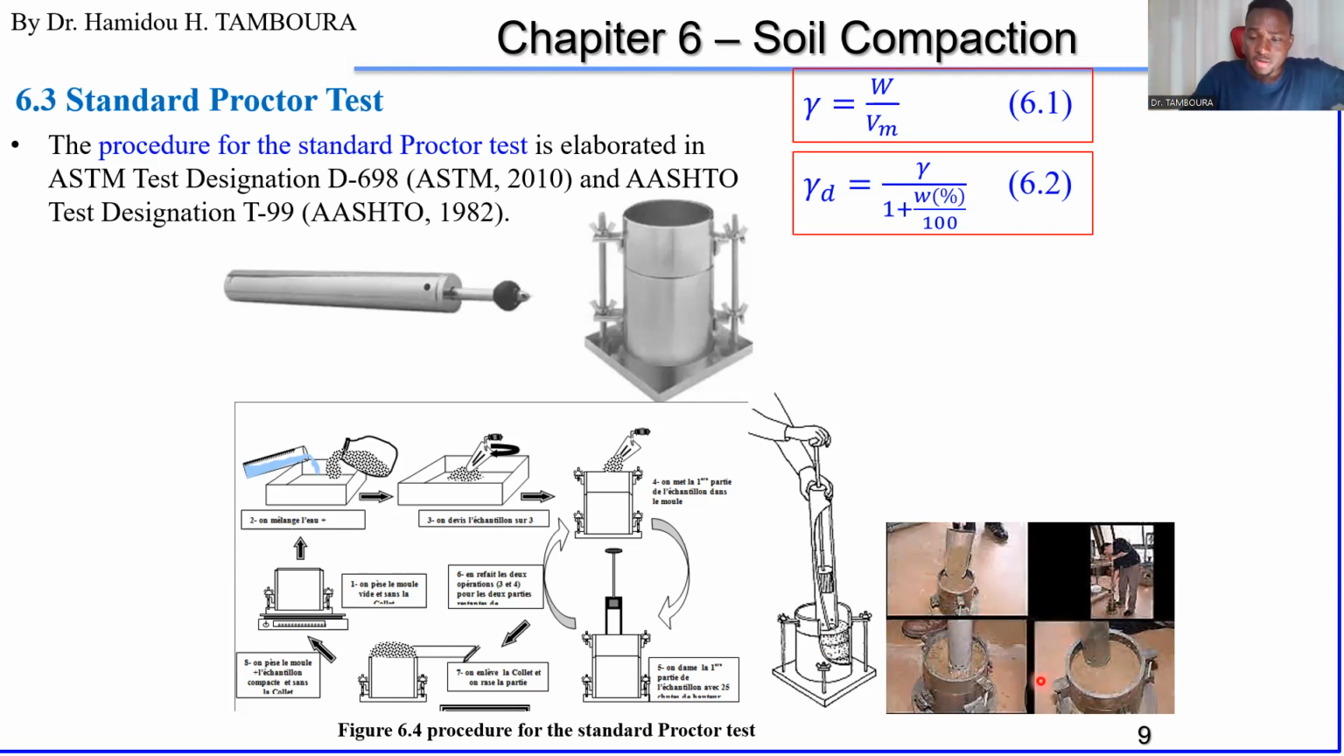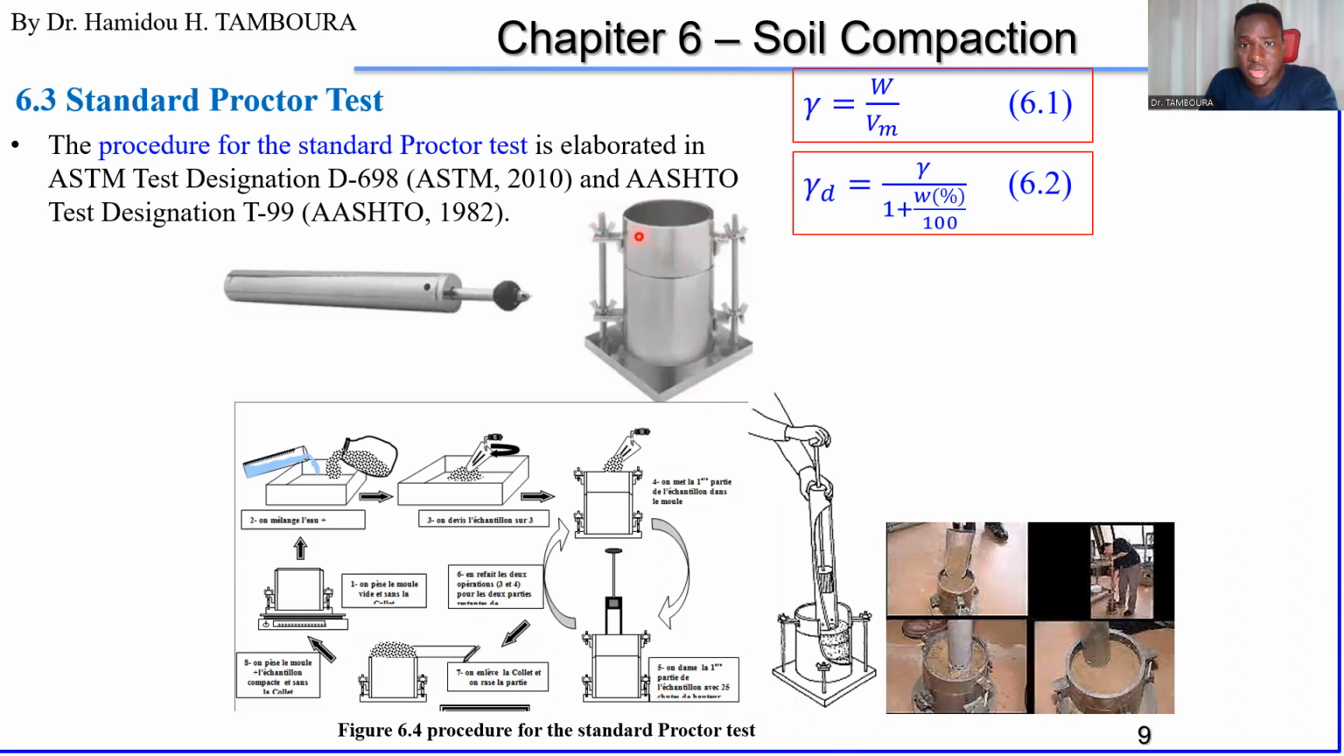And after doing this, at the end, 25 blows each layer. Then what you do is this. Now you see the amount of soil above, you will remove it, because you will remove the extension after finishing compacting the last layer, the last blow of the last layer.